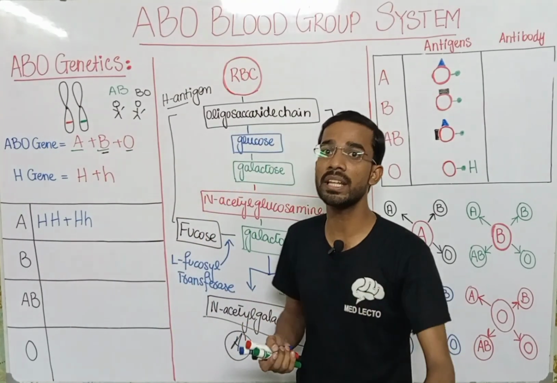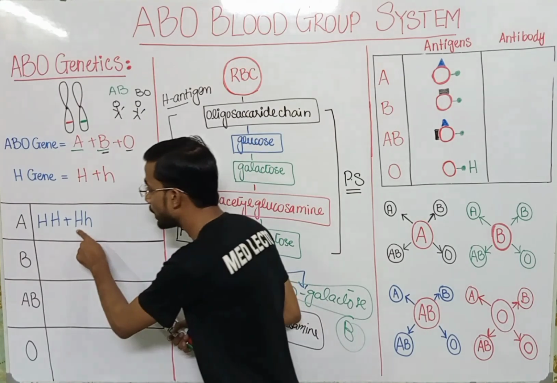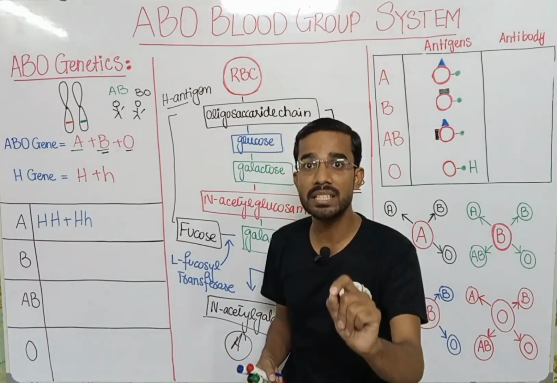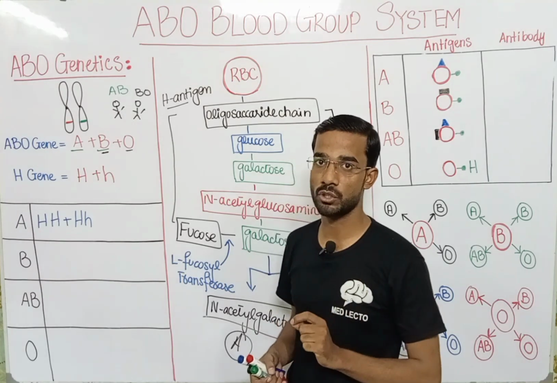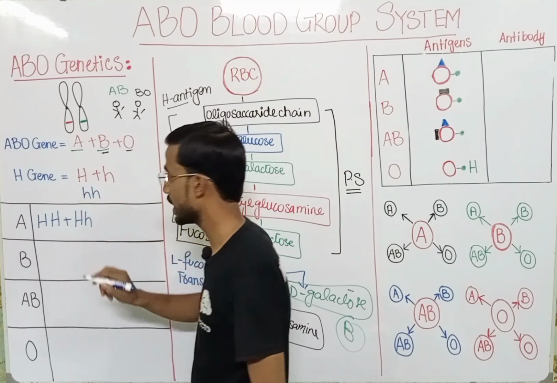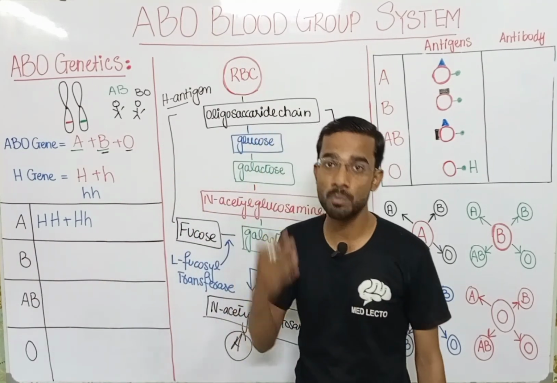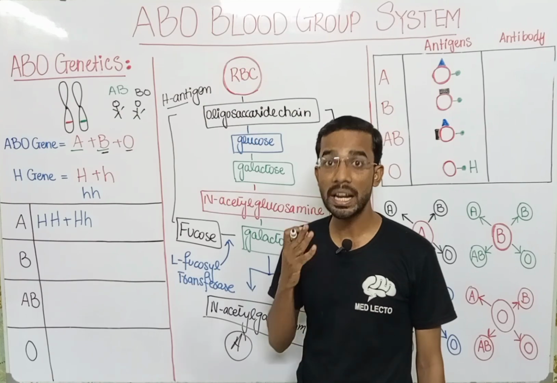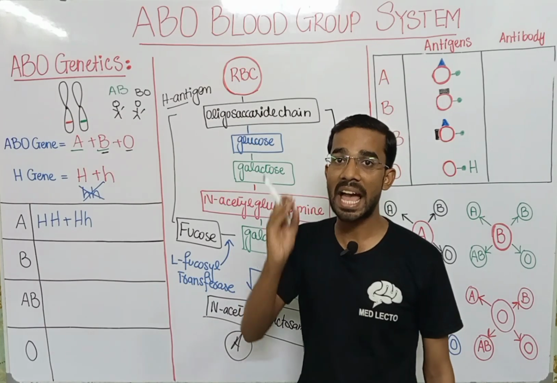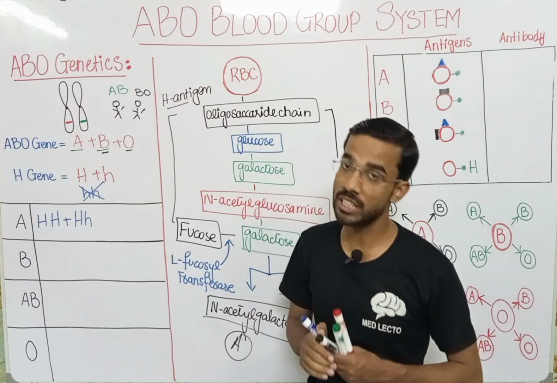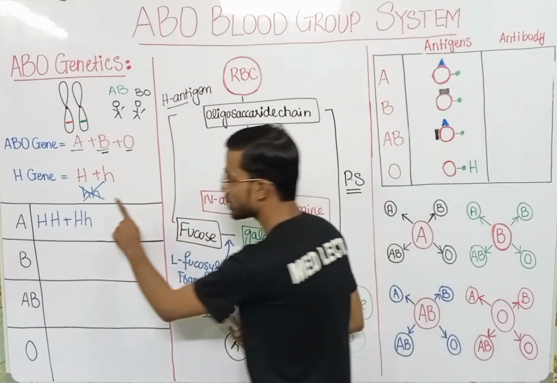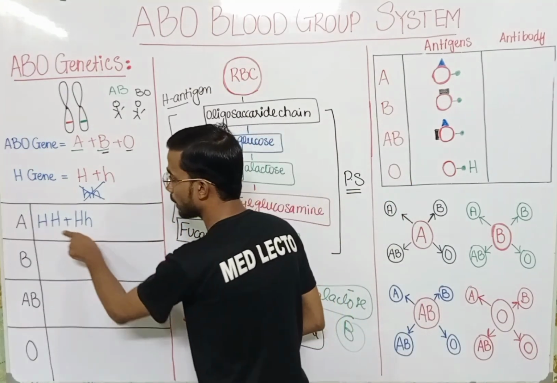They also show the H antigen, because capital H is dominant over small h, so it will express the H antigen on the surface of the RBCs. But this point is very important. If a person has the small h allele, that person will never express any H antigen. That will be the Bombay phenotype. Okay, this point is very important. Hope you got the point.